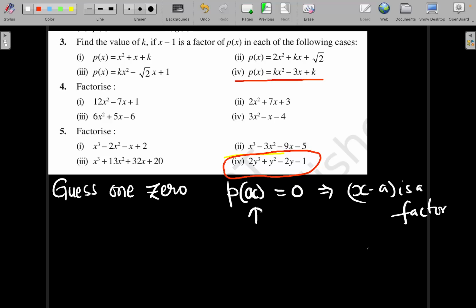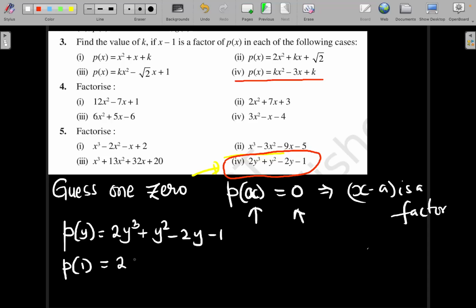तो मैं गेस करना चाहता हूँ कि कौन सा ऐसा कोई नंबर है जहाँ पे हमें ज़ीरो मिल सकते हैं, तो ये गेस है. तो यहाँ पे थोड़ा गेस करना आसान है क्योंकि यहाँ पे सीधा दिख रहा है कि p of 1... So p of y is given as 2y cube plus y square minus 2y minus 1. So p of 1 is equal to 2 into 1 plus 1 plus 1, y is 1, minus 2 minus 1, and you can see that it is indeed 0.